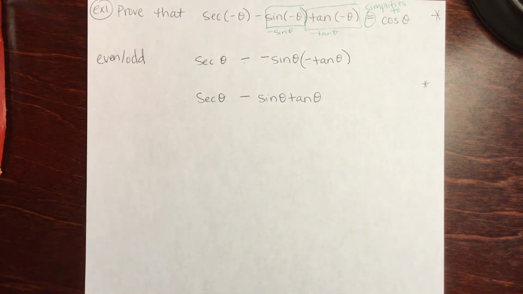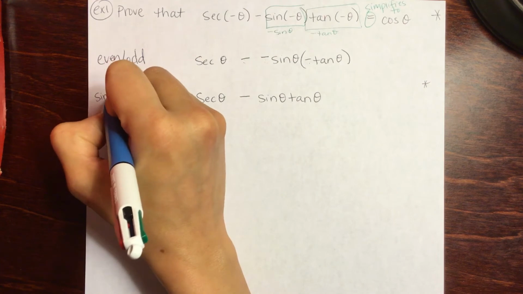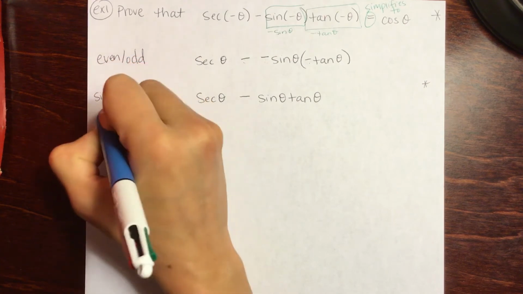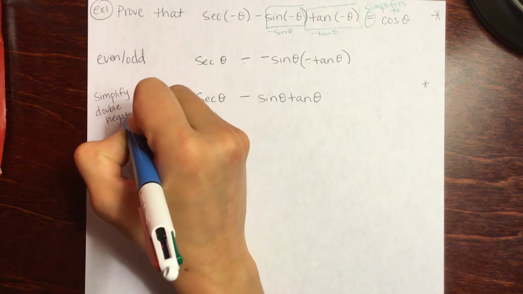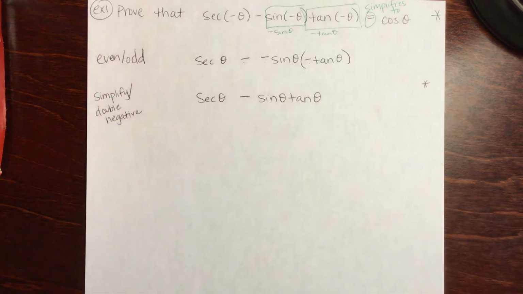I guess let's just say we're going to simplify here because we simplified our double negatives, or you can say something about double negative if you want to. Just use some kind of word to describe what you just did. So double negatives is probably more helpful or clearer, but that's what we did. We got rid of all our double negatives.